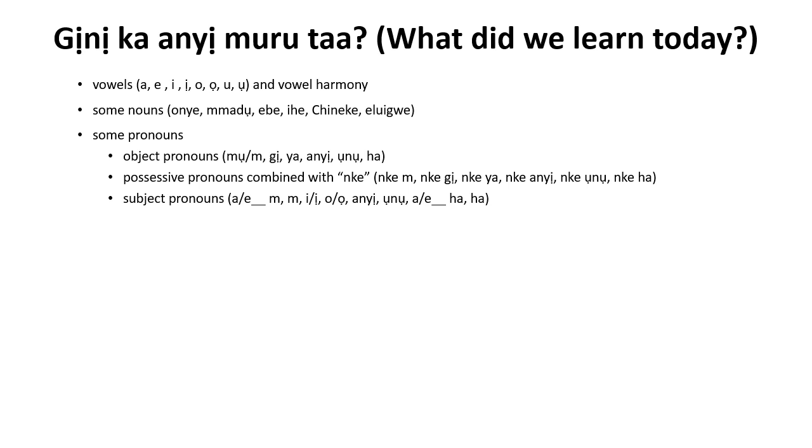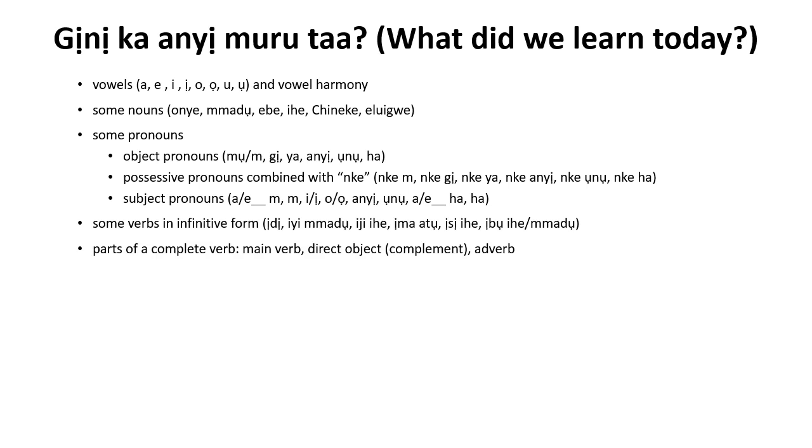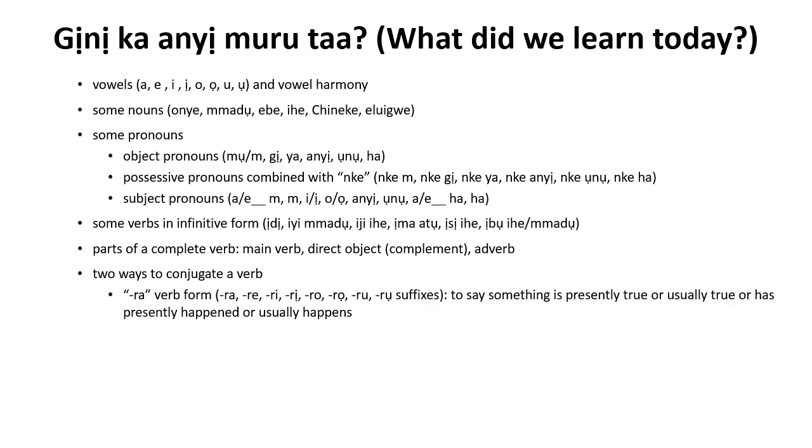We looked at some verbs in their infinitive form like ide, iyi mmadụ, iji ihe, ime atụ, isi ihe, ịbụ ihe, or ịbụ mmadụ. And then we saw the different parts that make up a verb, including the main verb, the direct object or the complement, and then the adverb. We then looked at two ways to conjugate or change a verb. In the raw verb form, which uses a suffix to say that something is presently true or usually true, or has presently happened or usually happens. We saw that the suffix is optional for ebo and ese.